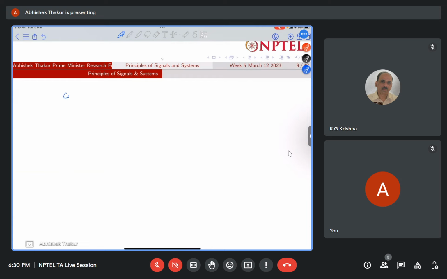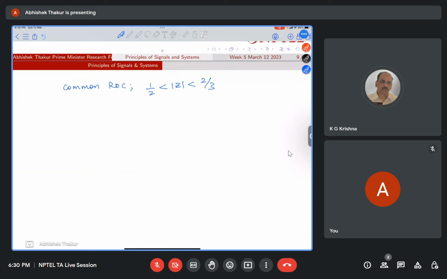The common ROC will be the intersection of both the ROCs, so that will become magnitude of Z greater than 1/2 and less than 2/3. And X(z) is equal to Z by Z minus 1/2 minus Z by Z minus 2/3, and the ROC is from 1/2 to 2/3. So these are simple questions which were also done in the classroom.